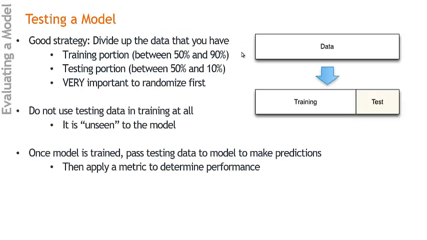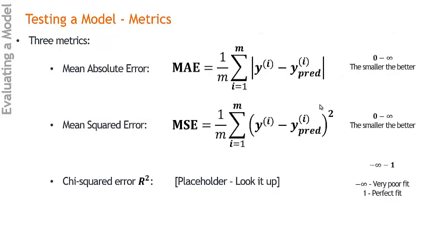We talked about when you have a predictive model, you have your original data and you split the data into training data and testing data. So the test portion is separate from the training portion. And when we did linear regression, we had metrics to describe the performance of the model: mean absolute error, mean squared error, and chi-squared error. And you can see these all involved the difference between the predicted value and the actual value.